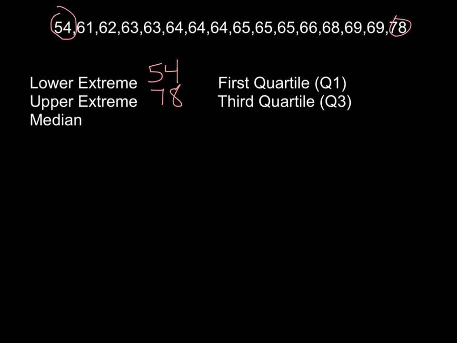The next thing that we want to do is find the median. Keep in mind that the median is the middle value. And we have 1, 2, 3, 4, 5, 6, 7, 8, 9, 10, 11, 12, 13, 14, 15, 16 data points. So our median is going to be between our 8th and 9th data point.